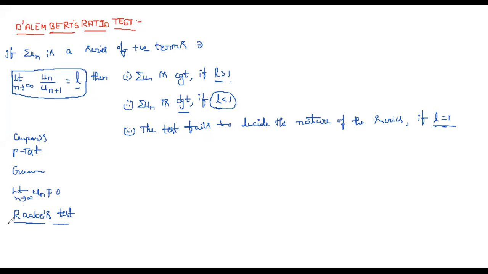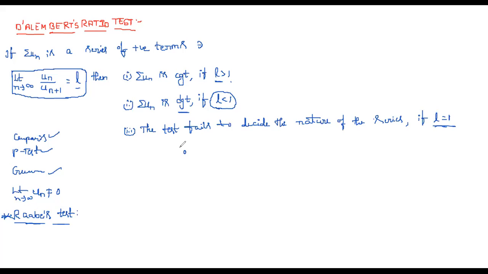Okay, so Raabe's test is one of the tests here in sequence and series. If any one of these cases is not possible, then you can go for Raabe's test by taking L equal to 1. So this is the statement of the ratio test.